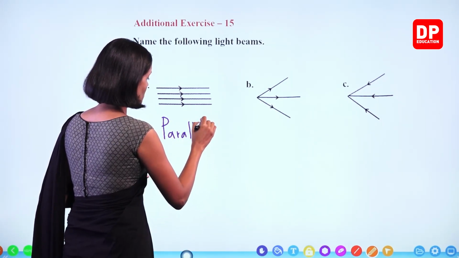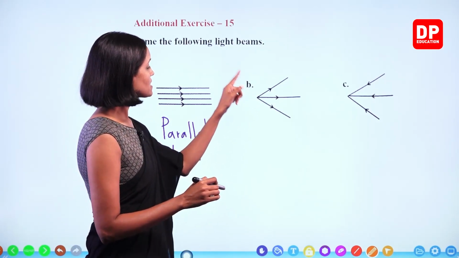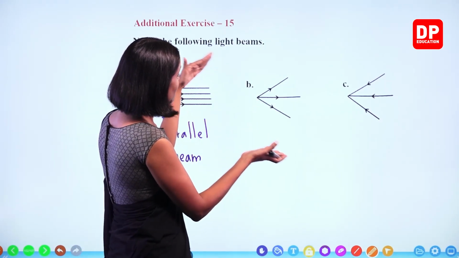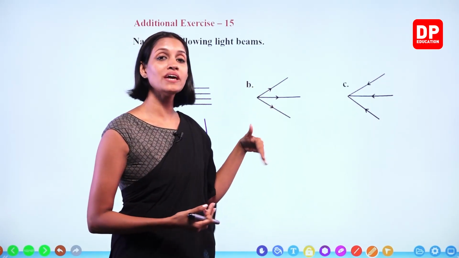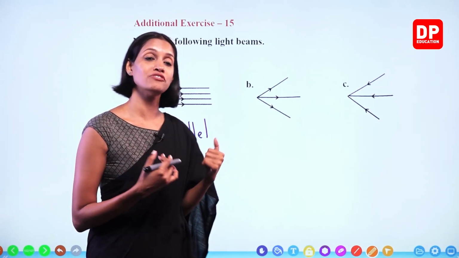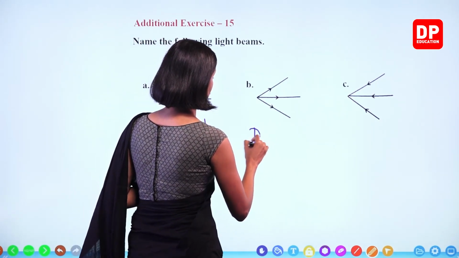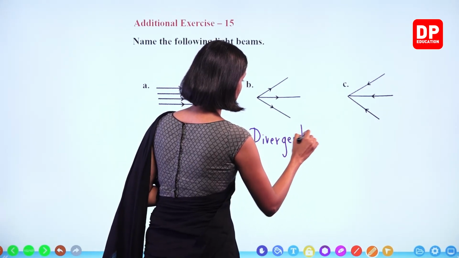What about this? Starting from one point, they move away from each other or they spread out. This is known as diverging, right? So this type of beam is known as a divergent beam.